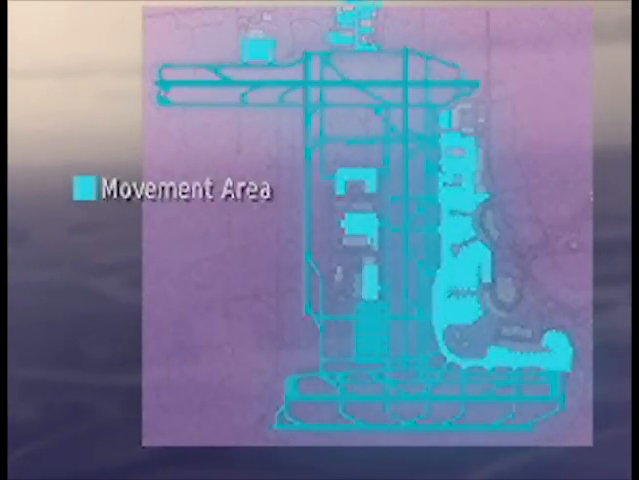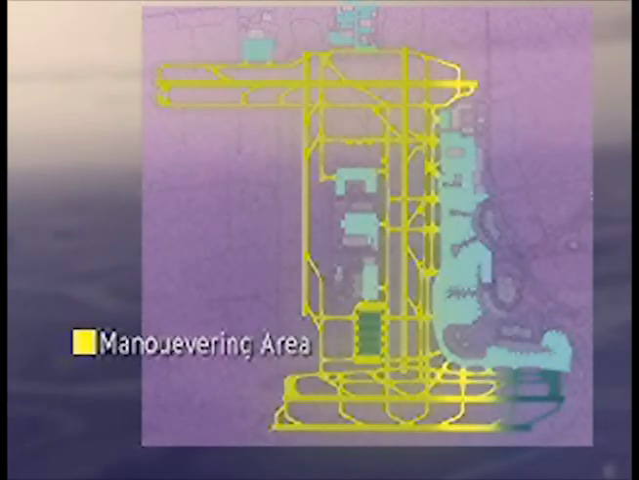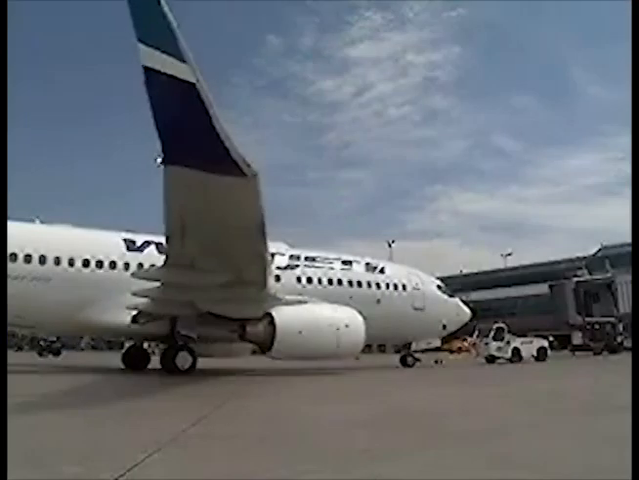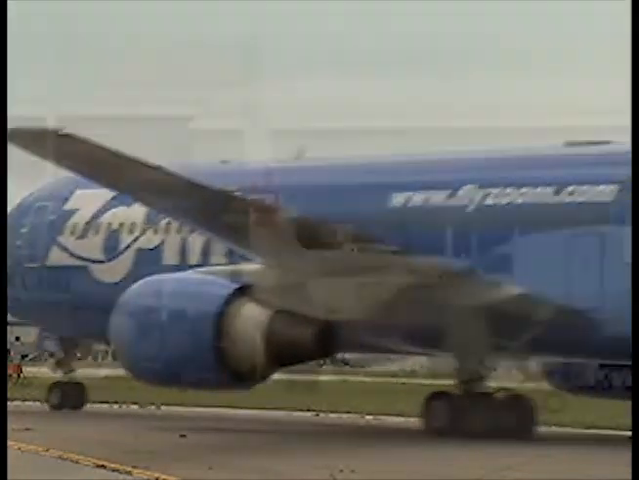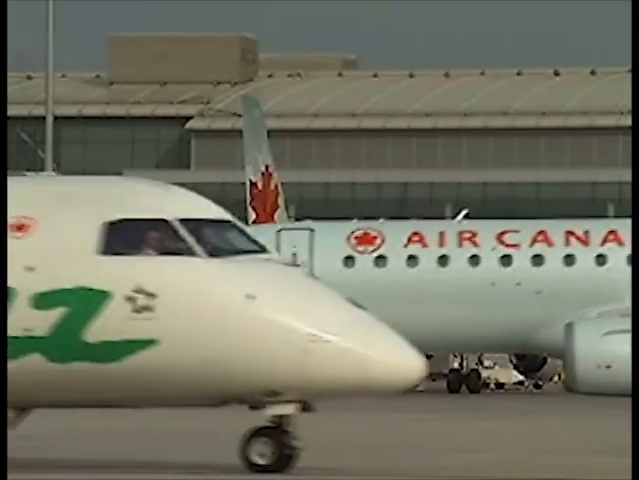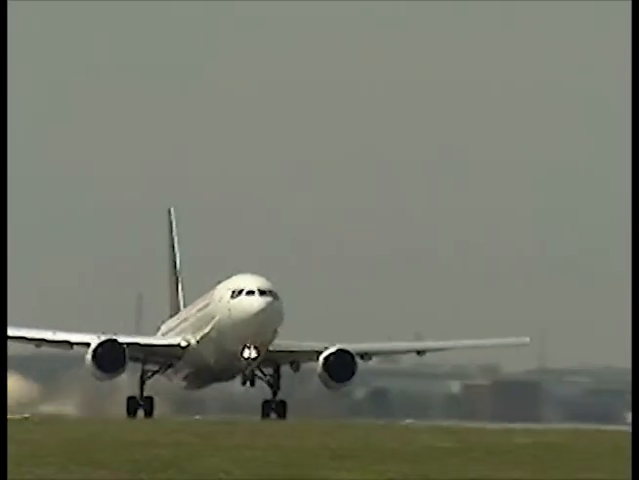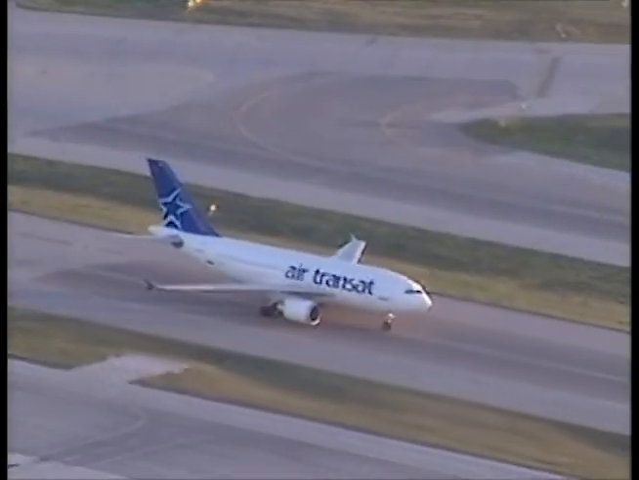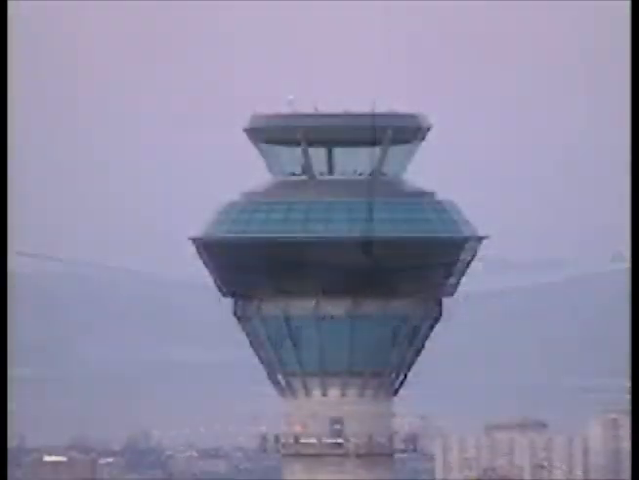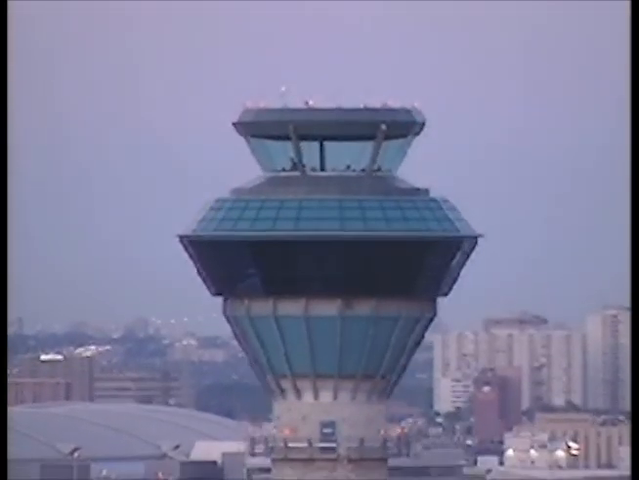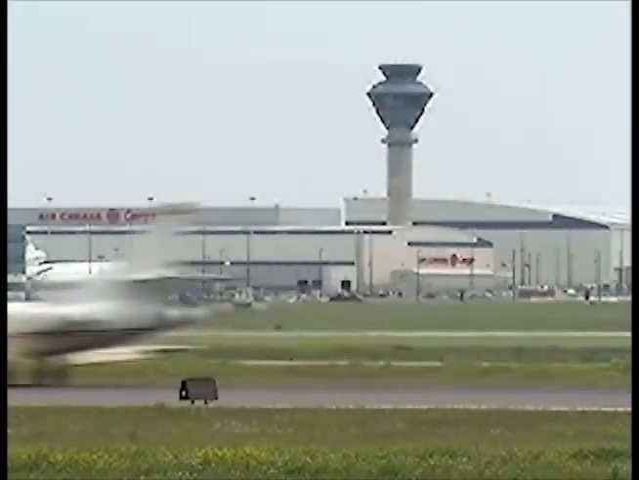The airfield is divided into two main areas, the movement area and the maneuvering area. The movement area is defined as all paved surfaces of the airfield on which an aircraft can move, for example, the terminal aprons, taxiways, and runways. The maneuvering area, however, consists only of the taxiways and runways which are under control of the tower and facilitate the takeoff and landing of aircraft.